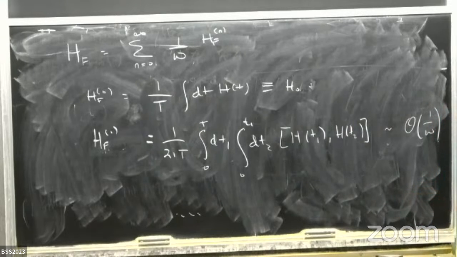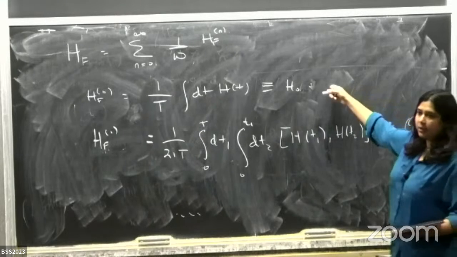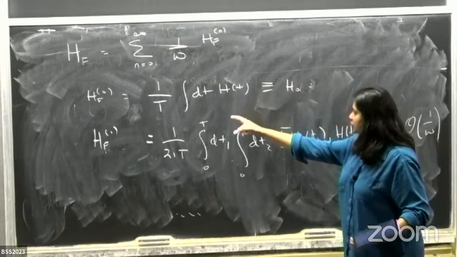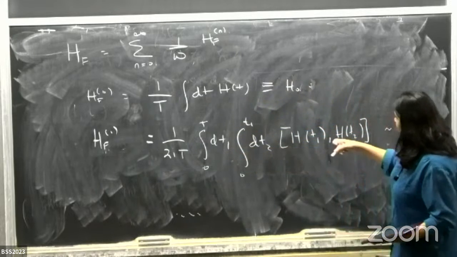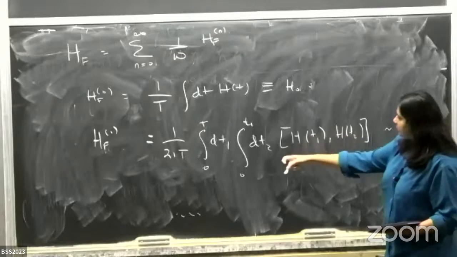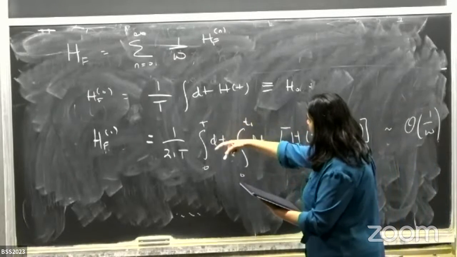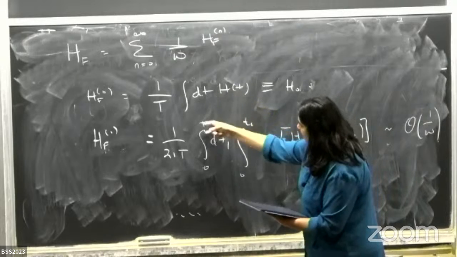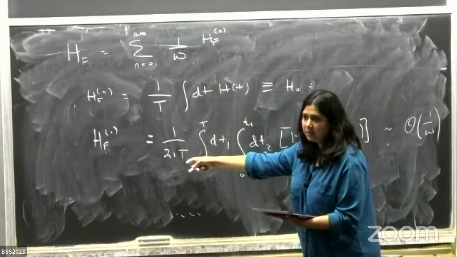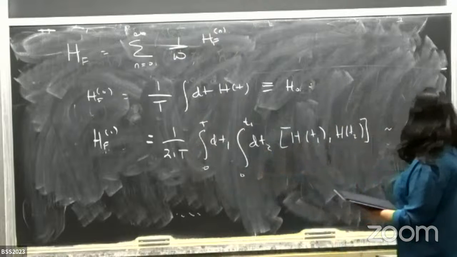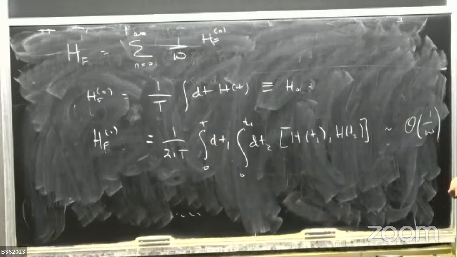Okay, so the leading order piece is just the time average. The next order piece has two integrals over time. So there's a t squared coming from the integrals in time divided by T, so it goes as T, which is order 1 over omega.